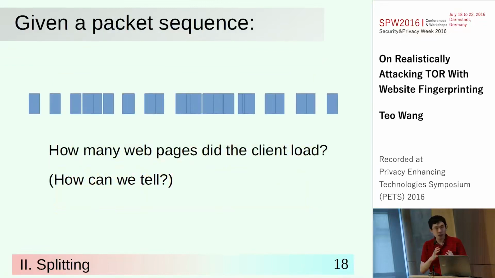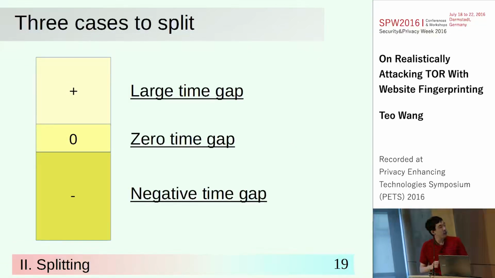Splitting. What is the splitting problem? To put it simply, the splitting problem is the following. How many web pages did the client load in this packet sequence? That seems like a really difficult question to answer. How can we tell that? So we're going to talk about how we can tell that. There are really three subproblems to this problem here.